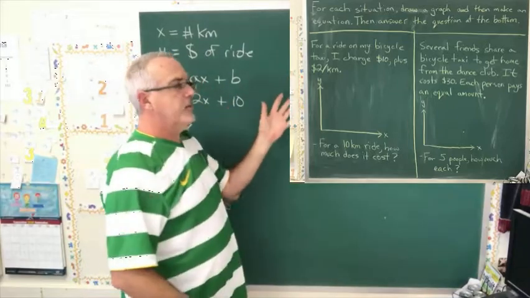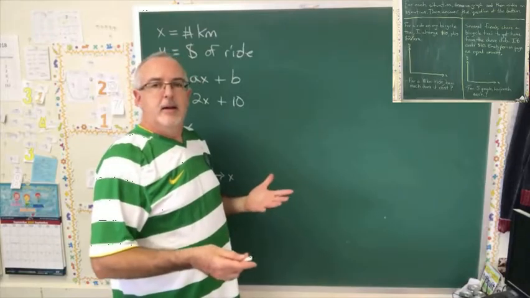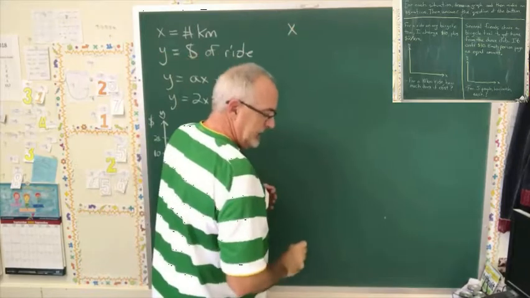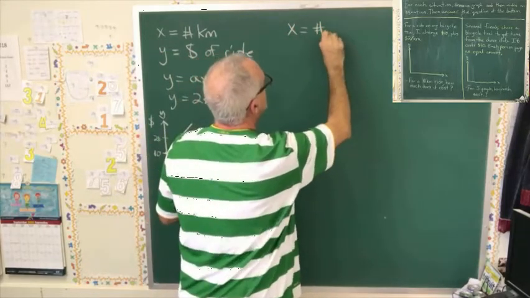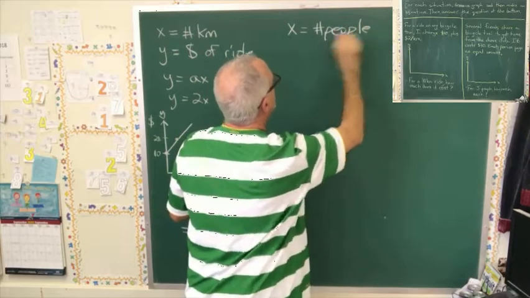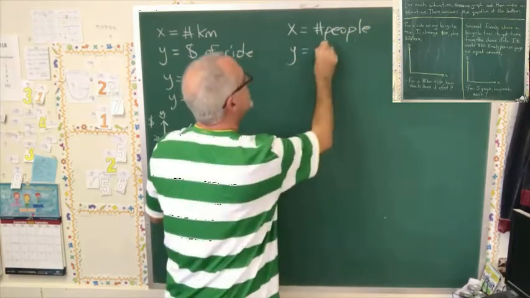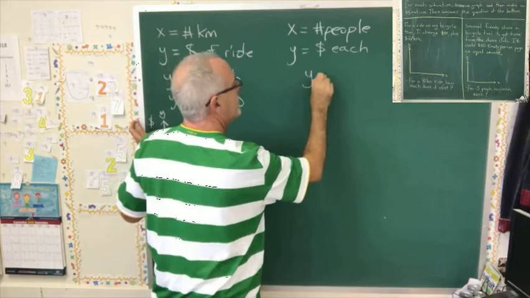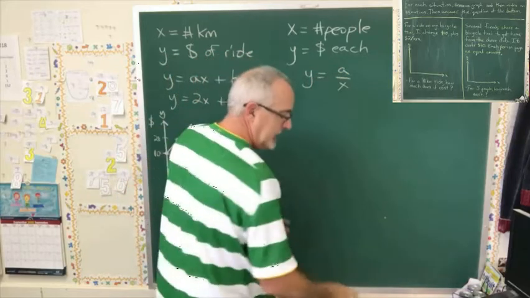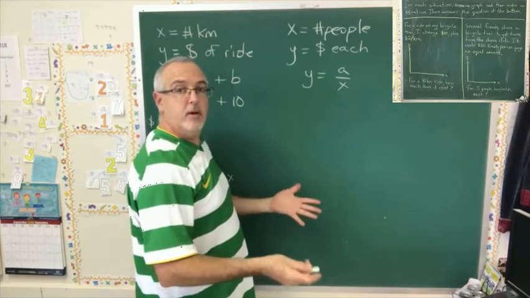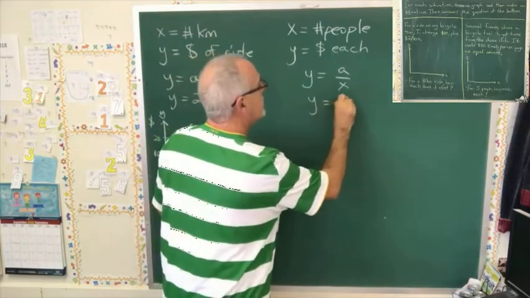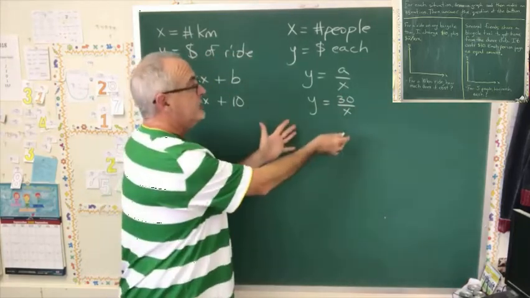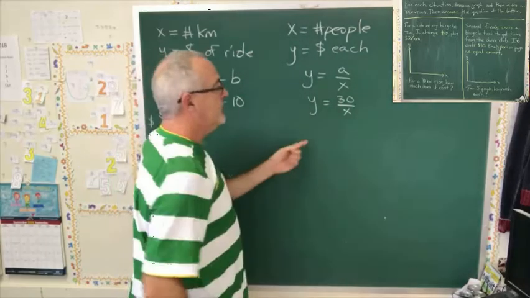Here we're talking about people splitting the cost of something, and that is the clue that tells me it looks like an inverse function. I'm going to define my variables. X is the number of people. Y is the cost per person. My form for an inverse function is y equals a over x, and given in the question is the number $30. So we're doing y equals 30 over x. Notice how the information is given a little differently in this function than it is for that one. It's setting us up to use the inverse.